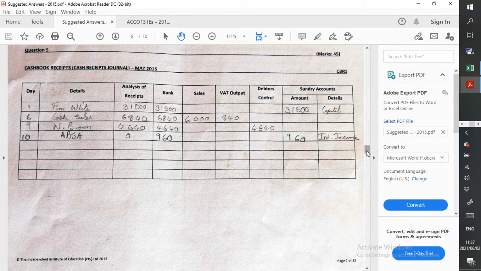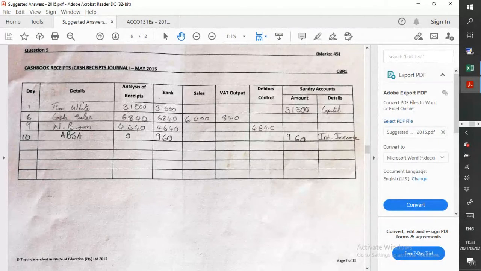Okay, so fortunately we have the answers there, so that's going to save us some time. But let's just go through each transaction that affected the cash receipts. So we know that the first transaction happened on the 1st when the owner contributed capital. So here's the first mistake that I was telling you guys about.